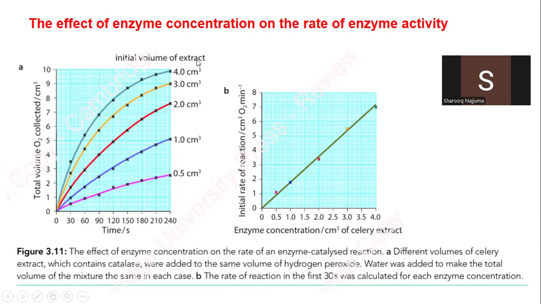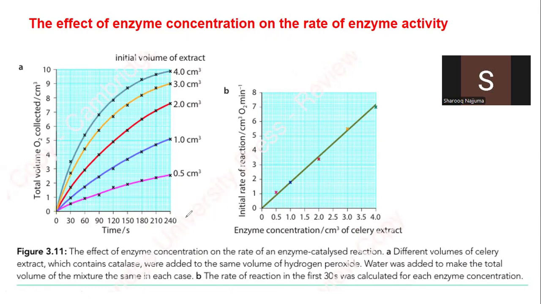That is why here they're showing you the initial volume of the celery extract. Obviously, if I have less volume, it means less enzyme, because the amount of enzyme in a volume of 0.5 centimeters cubed is not the same as the amount of enzyme in a volume of 1, and it's not the same as the amount of enzyme in the volume of 4. So they got a celery extract and added it to hydrogen peroxide.